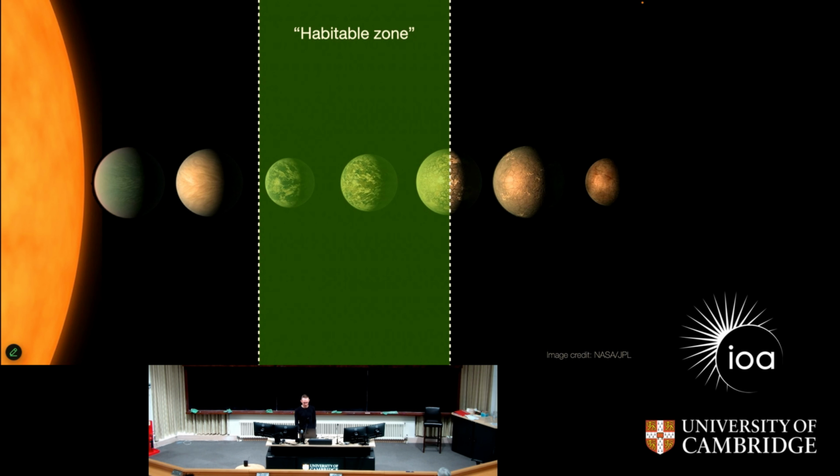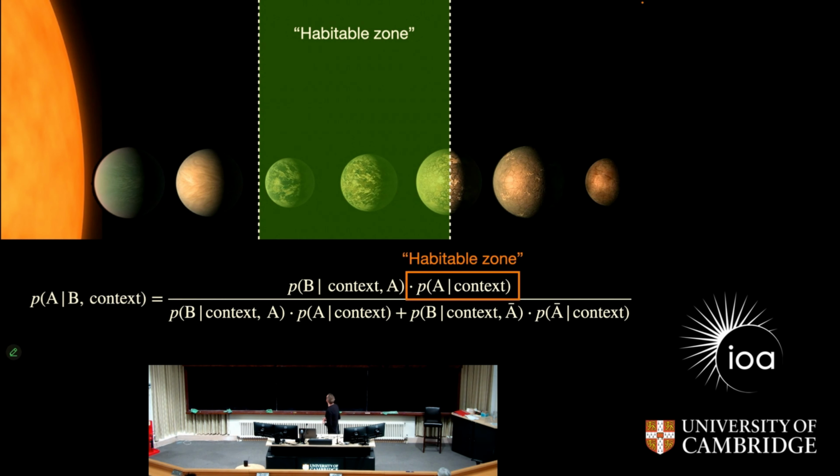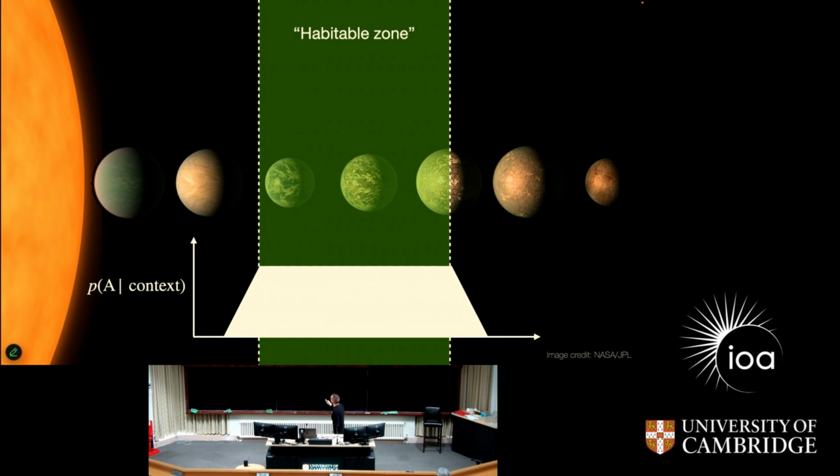What the habitable zone is in our Bayesian framework is our prior. What's the probability of aliens given the context? In a sense, this is how we can use the habitable zone in this same probabilistic framework. If we were to sketch that, what we're saying is that we've got some finite probability of life over in this region within the habitable zone, but outside of it, we think it's very unlikely there's going to be life there.